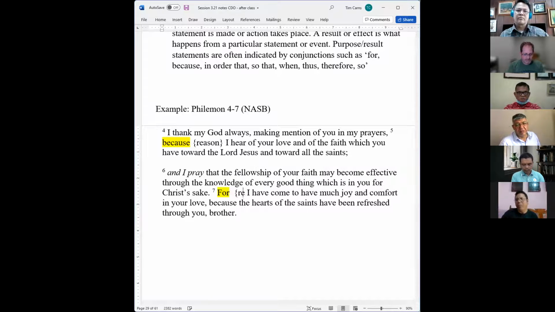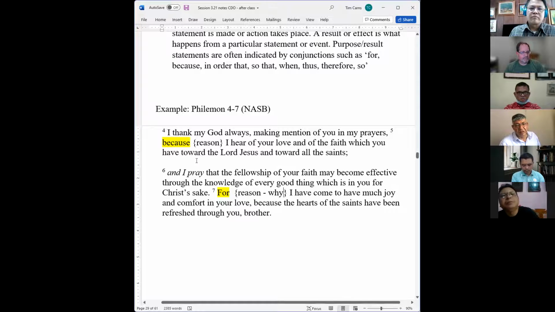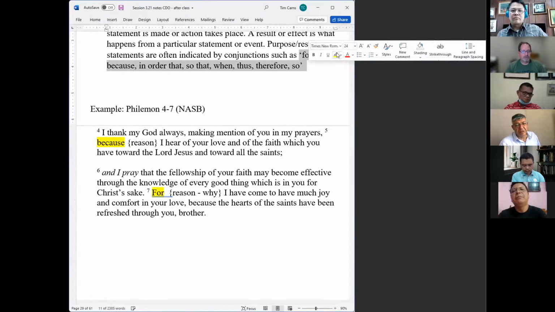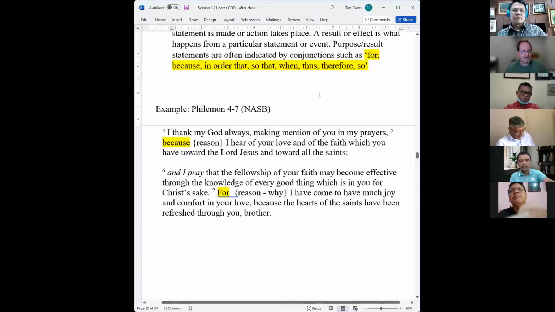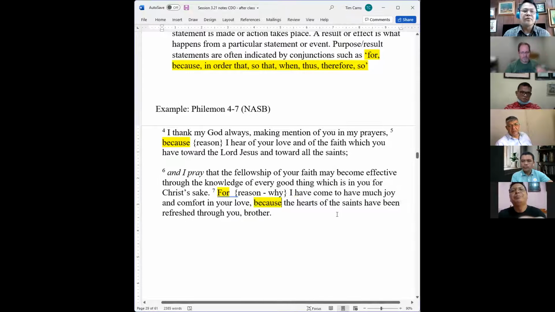So that's giving a reason. Much joy. Why do I have much joy? That's giving a reason. That word "for," usually "for" or "because," are the words to look for when you're looking for a reason or result or purpose. And then here's another: because the hearts of the saints have been refreshed through you. That's why I've come to have much joy, because the hearts of the saints have been refreshed through you.